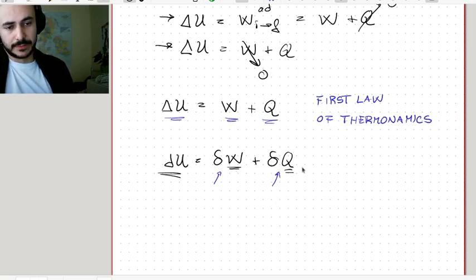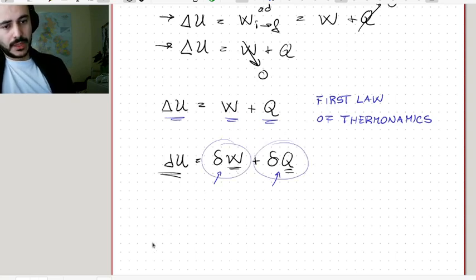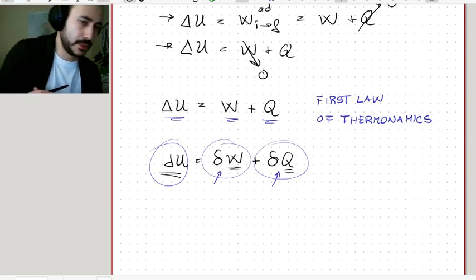None of them individually is a variable of state. However, if you add the work and the heat done while you connect any initial state with any final state during any process, well, that sum is going to be constant. It doesn't depend on the process. It only depends on the initial and final state that you fix. So the sum of these two process variables gives you a state variable. Okay, so that's important to bear in mind.